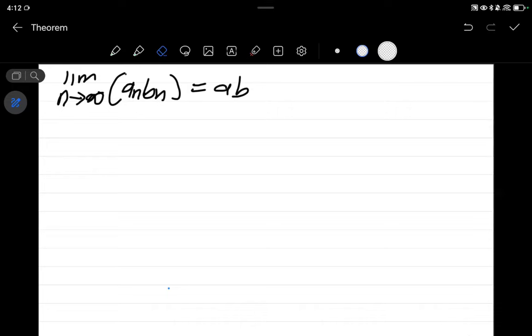Yeah, so let's say we're given this question, right? The question says we need to prove that the limit as n approaches infinity of a_n b_n is equal to ab. So now what we need to do is prove this theorem.